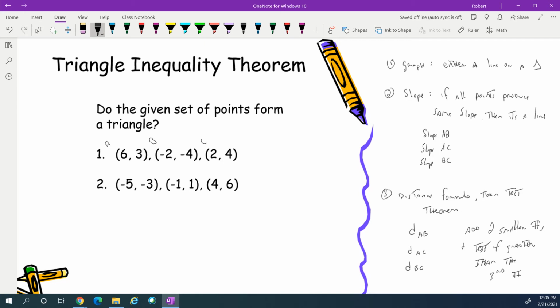And a graph is a nice picture, but we have to be able to do it algebraically. So we must be able to do it algebraically. And that is a necessity. So again, this is an exercise that you can complete, and we can use slope or we can use distance formula.